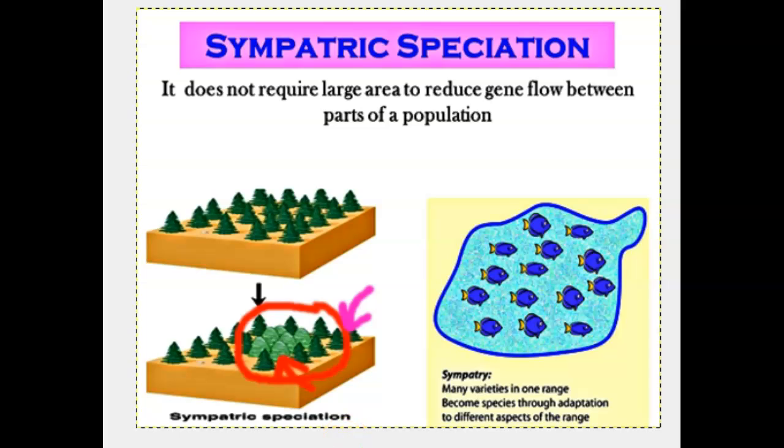And it doesn't take a large area to do this. Let's read the whole thing. It does not require a large area to reduce gene flow between parts of a population. Right there, it was instantly changed.